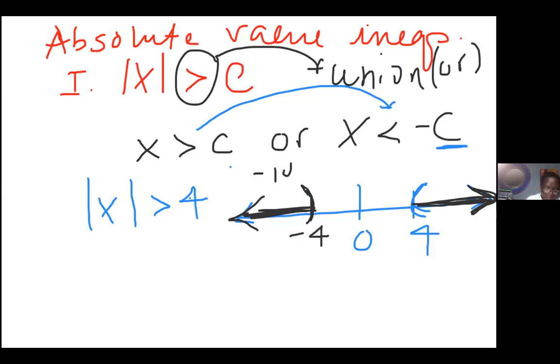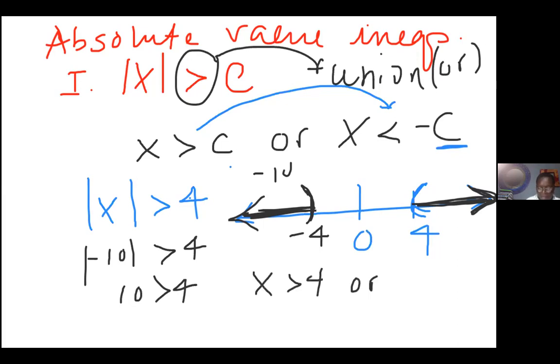If I were to take negative 10, guys, and plug it in here, and take its absolute value, the absolute value of negative 10 is 10. Is 10 greater than 4? Absolutely. So essentially what just happened, this problem right here produced two sets of solutions. We've got the set of values greater than 4 or the set of values less than negative 4. And guys, there's your two inequalities right there.